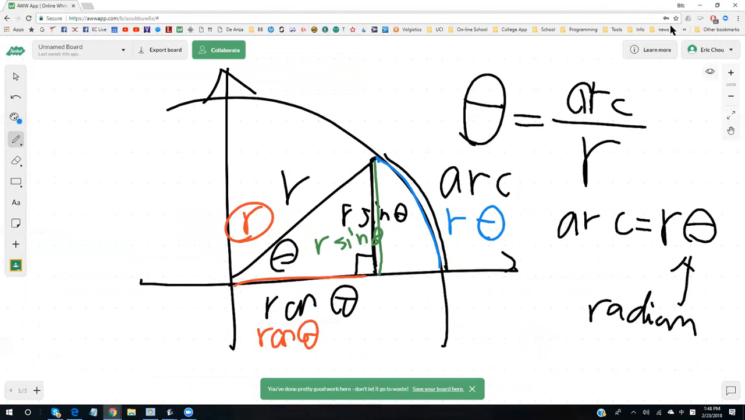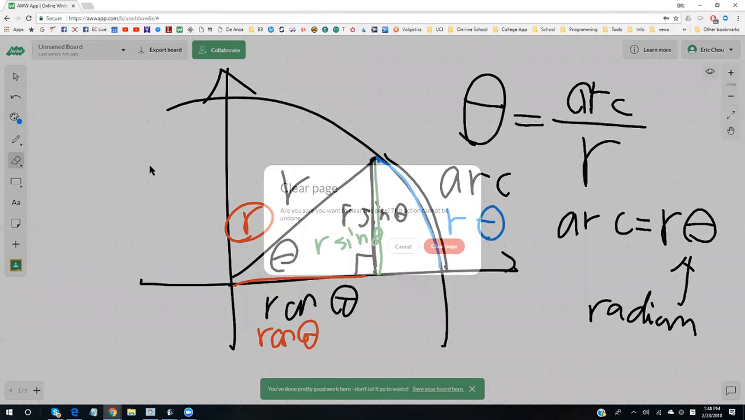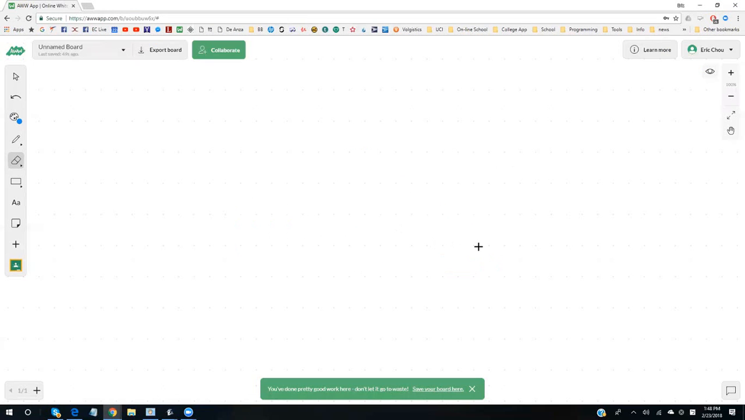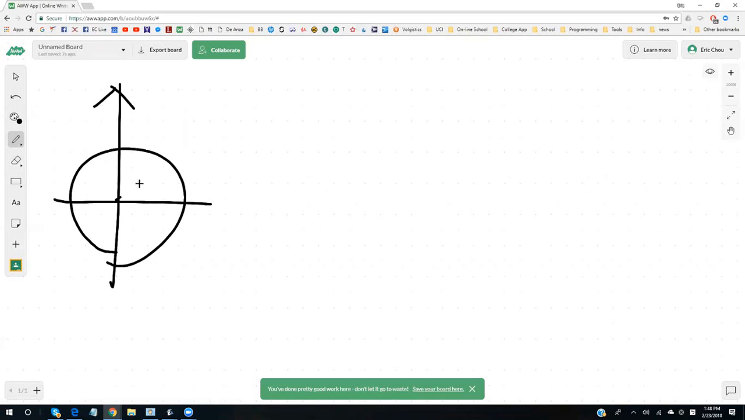Now we finish the part for perimeter. We are going to talk about area. So right here, I know I have a circle. The circle's radius is r. So give me any theta. This length will be r theta.